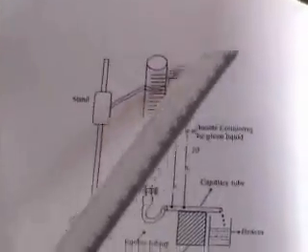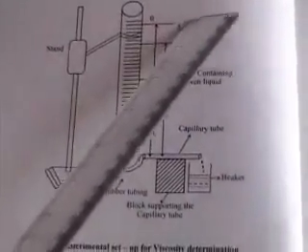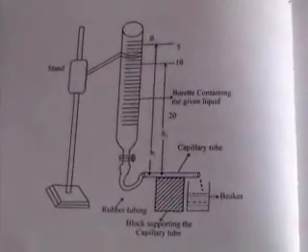So here you can see the burette graduated. An example is shown: 5 cc, and then you have 10 cc. You can see the axis of the capillary tube.